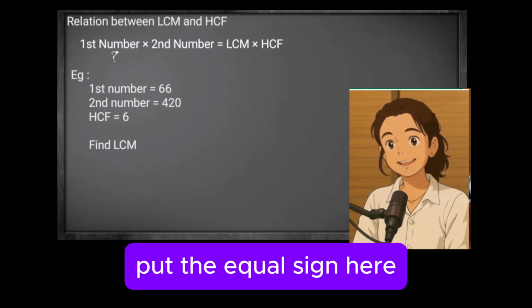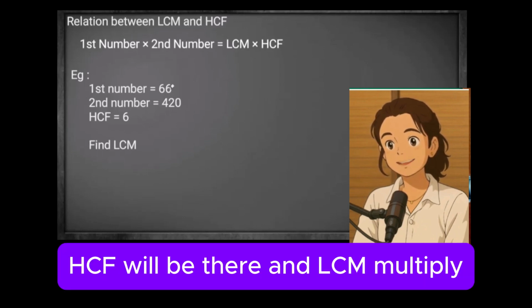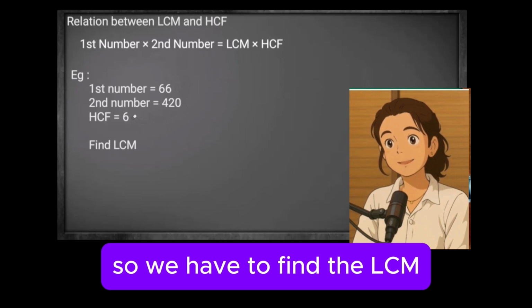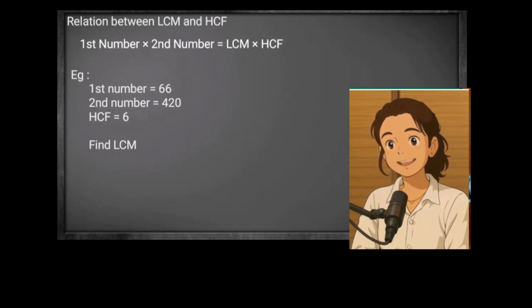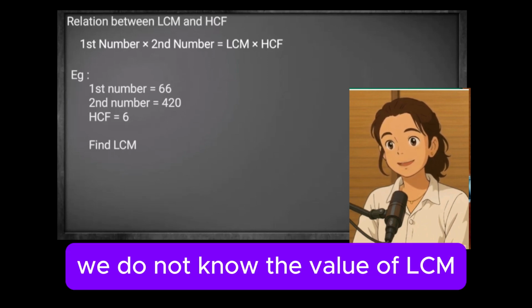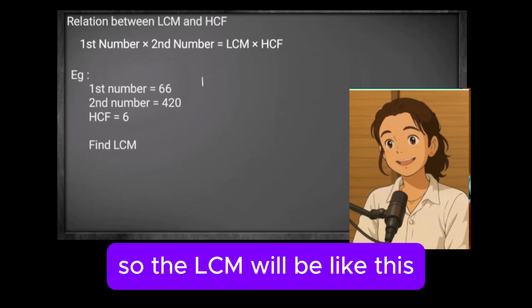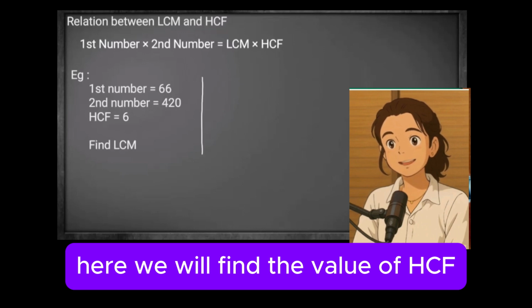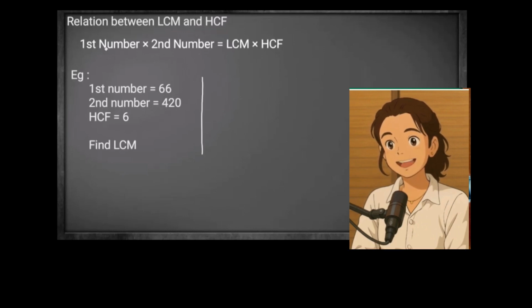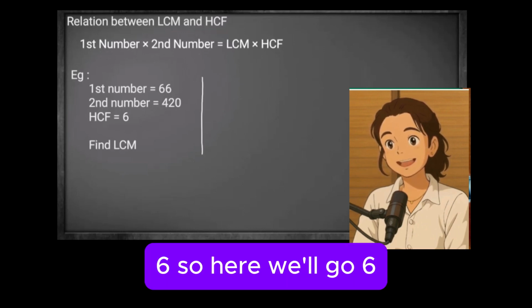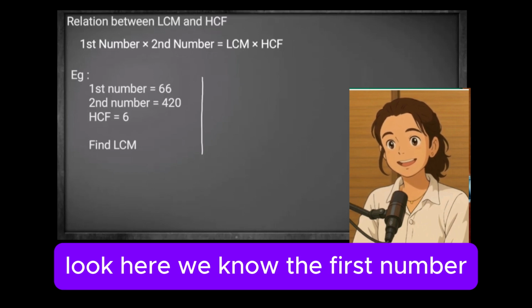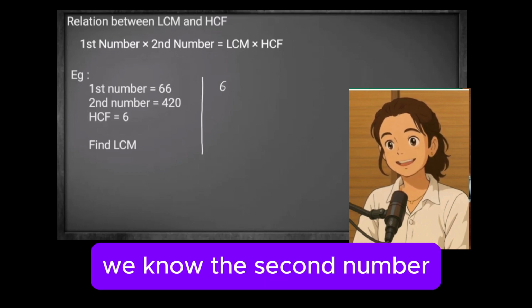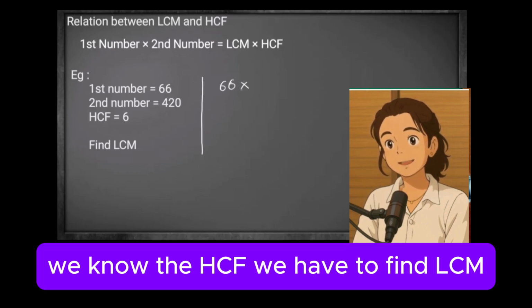After that, put the equal sign here. HCF will be there in LCM multiplied by HCF. We have to find the LCM. We do not know the value of LCM, so the LCM will be like this. By applying the sign of multiplication, here we will find the value of HCF, 6, so here will go 6. Look here, we know the first number. We know the second number. We know the HCF. We have to find LCM.